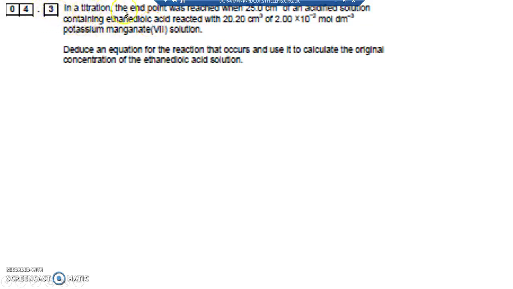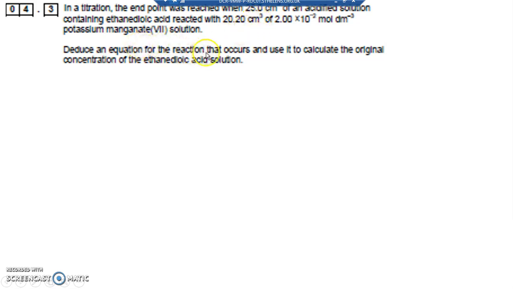Question 4.3. In a titration, the end point was reached when 25 cm³ of an acidified solution containing ethanedioic acid reacted with 20.2 cm³ of 2 × 10⁻² moles per dm³ of potassium manganate(VII). Now, I've been given a volume and a concentration of potassium manganate(VII), so I can get myself a mark at some stage by working out the number of moles.